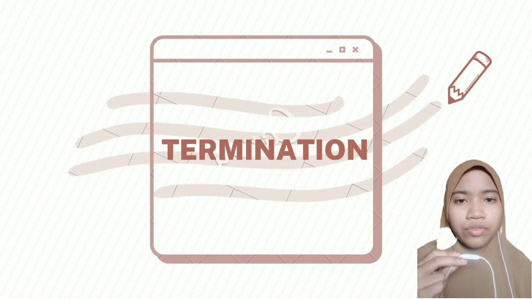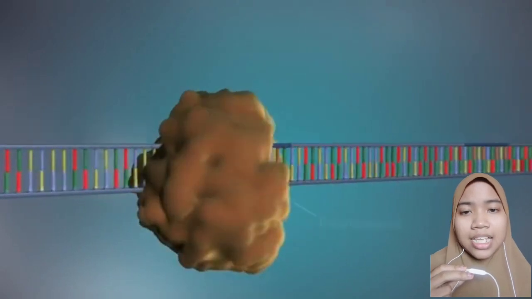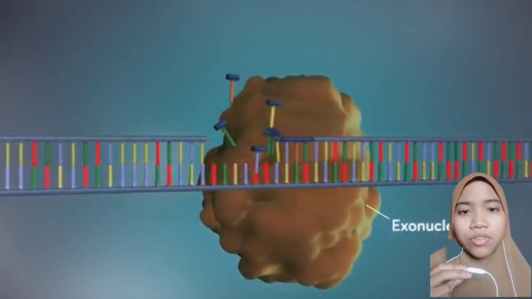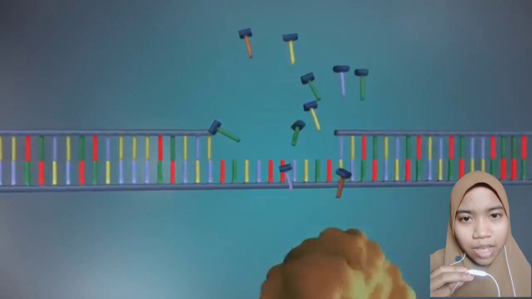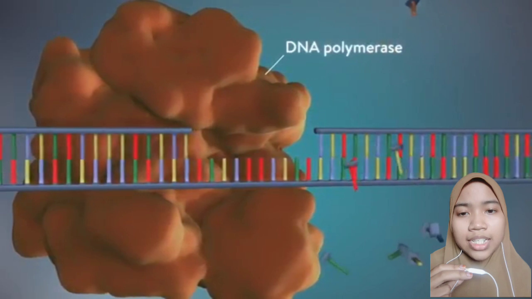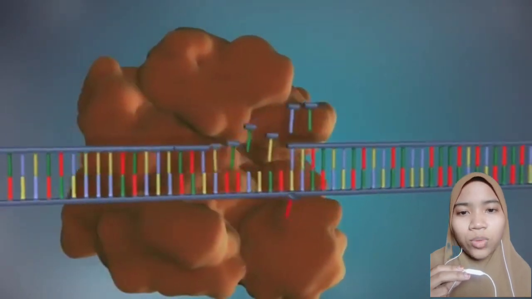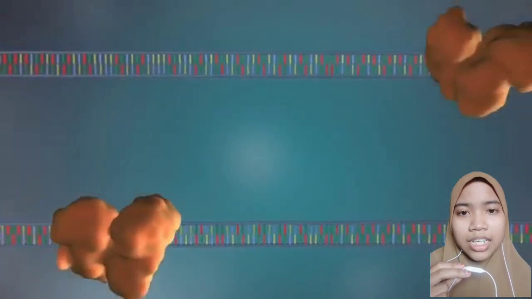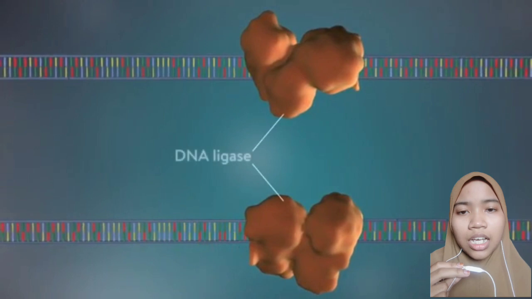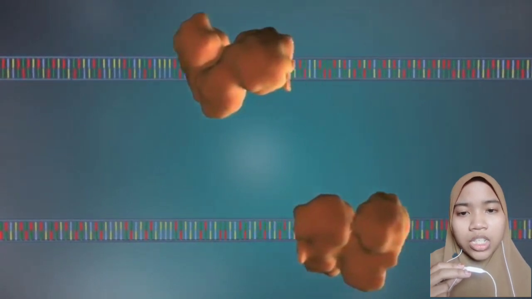And the last is termination. Once the new DNA has been made, the enzyme exonuclease removes all the RNA primers from both strands of DNA. Another DNA polymerase enzyme then fills in the gaps that are left behind with DNA. Finally, the enzyme DNA ligase seals up the fragments of DNA in both strands to form a continuous double strand.